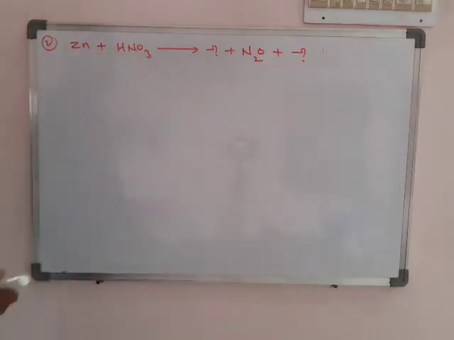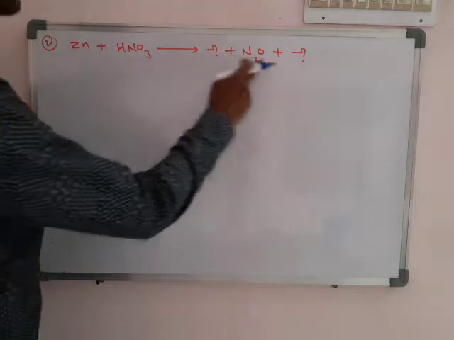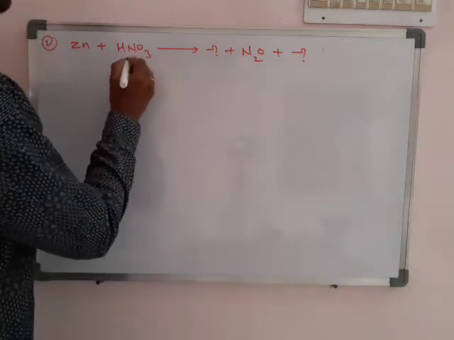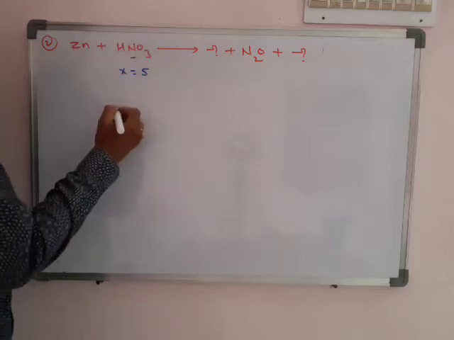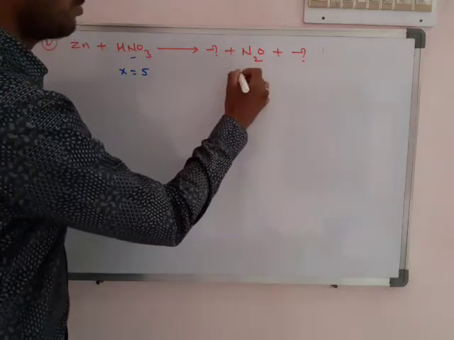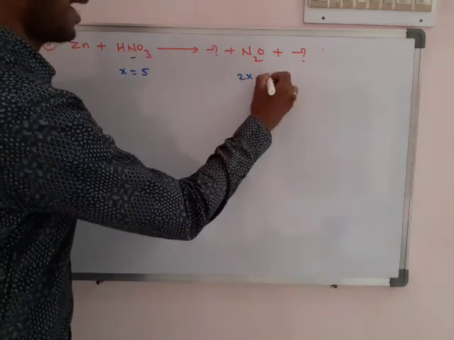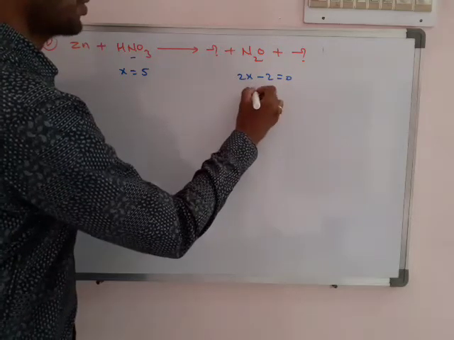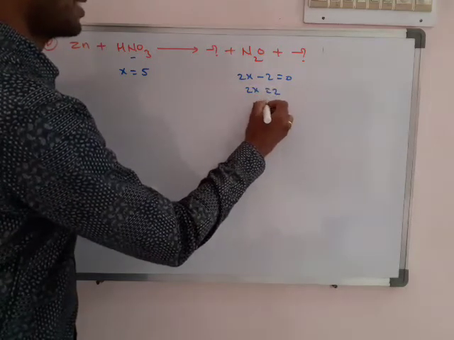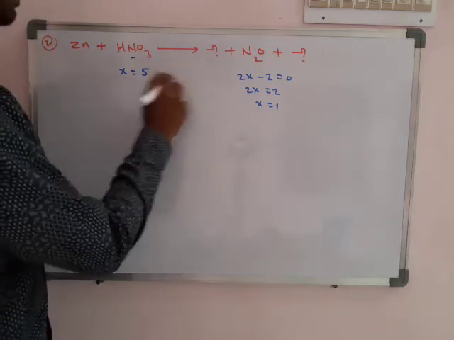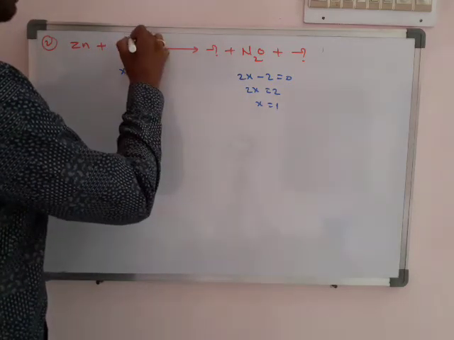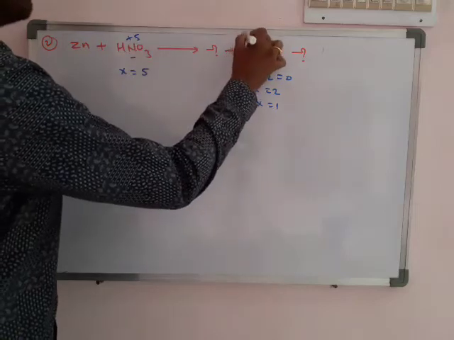Okay, next we have to change. So already nitrogen is there, so what is the oxidation number of nitrogen? Just now we calculated, that comes to plus 5. Here the nitrogen oxidation number, that is 2x plus minus 2. We know that 2x equals, x equals 1. So here the nitrogen oxidation number is plus 5, here the oxidation number is plus 1. So plus 5, plus 1.